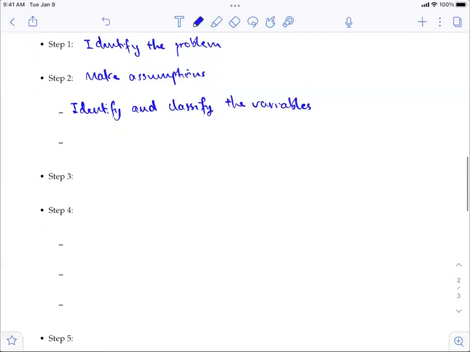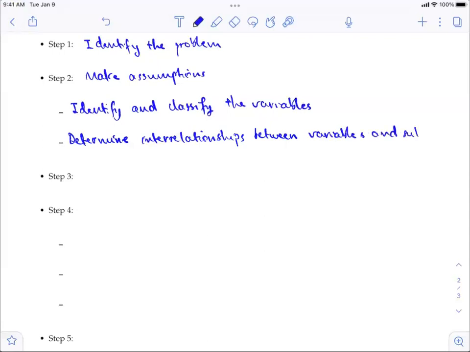And then the next step of making assumptions is to determine the interrelationship between the variables and submodels.